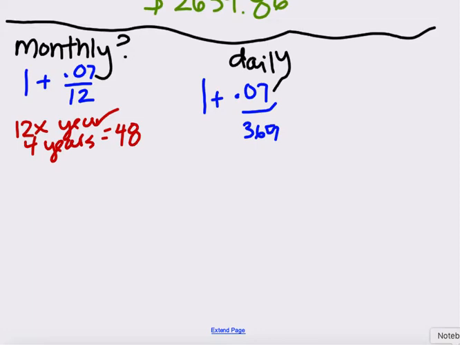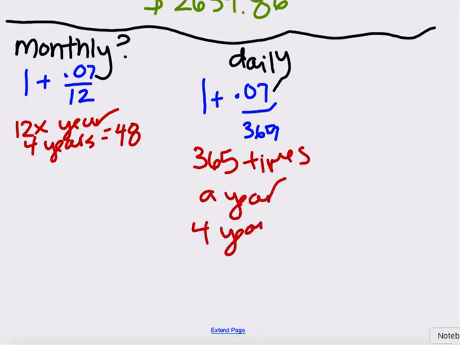If that, let's just kind of not account leap year into it. 365 times a year for 4 years. Then our exponent, that n value, would be 1460. It would be a lot.